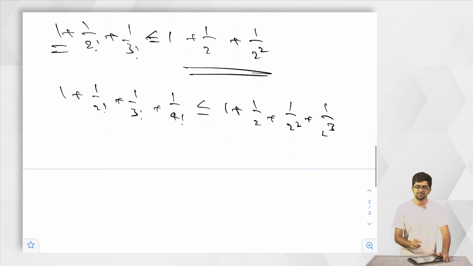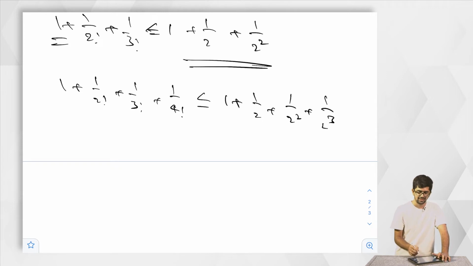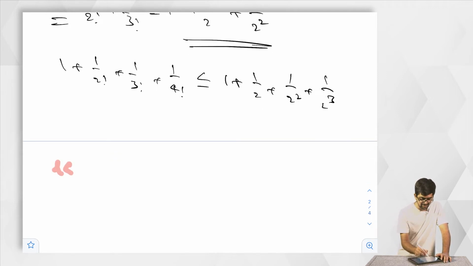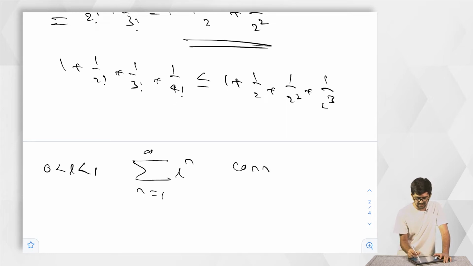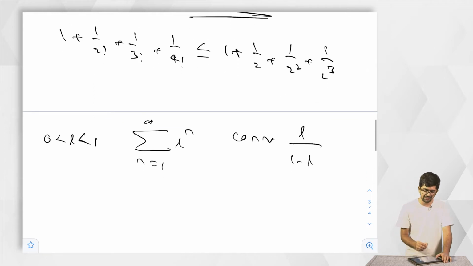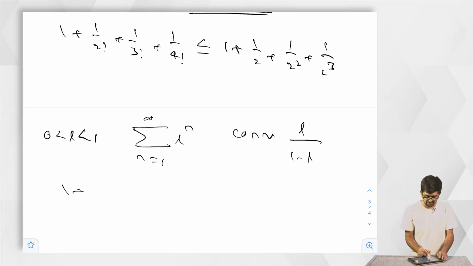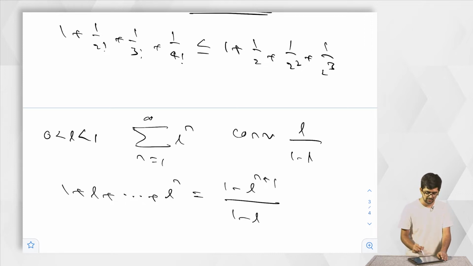If you observe, I have already mentioned that for L positive, 0 less than L less than 1, the summation of L power n, n equal to 1 to infinity, is convergent. The limit is L by 1 minus L. Let me write this down. Here we have seen one result. What is it? 1 plus L plus and so on plus L power n is equal to 1 minus L power n plus 1 by 1 minus L. This is what we have seen.